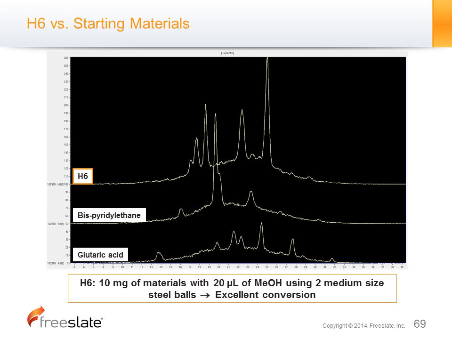So here is to compare H6 with the two starting materials. As you can see here, they have definitely completely different looks, and they completely form the co-crystal that resides in H6. So if you take a look at this, we have 10 mg of total loading, 20 microliters of methanol using 2 medium-sized balls. That leads to excellent conversion.